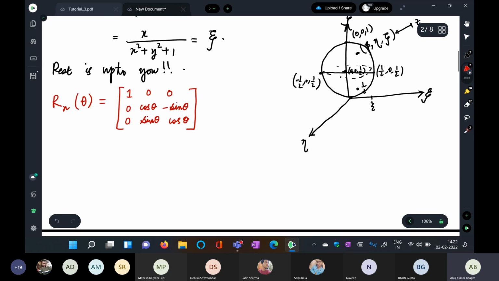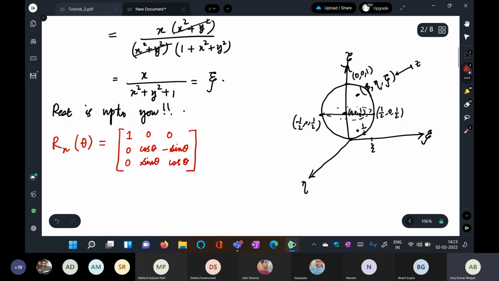So this can be thought of as a linear transformation. If you apply this matrix on a point, that point will be rotated by an angle theta about the x-axis. Try to understand my point. Given any point, if you apply this on that point, the resultant point will be rotated by theta about the x-axis. So this is the meaning of this matrix. This is what this matrix will do.